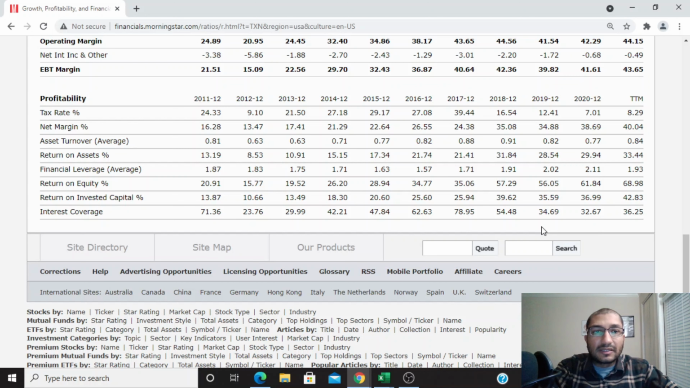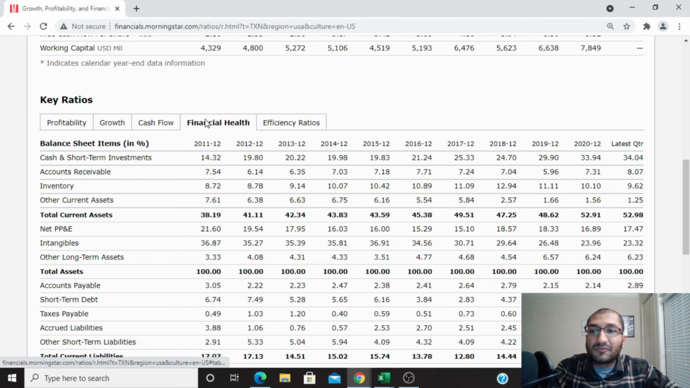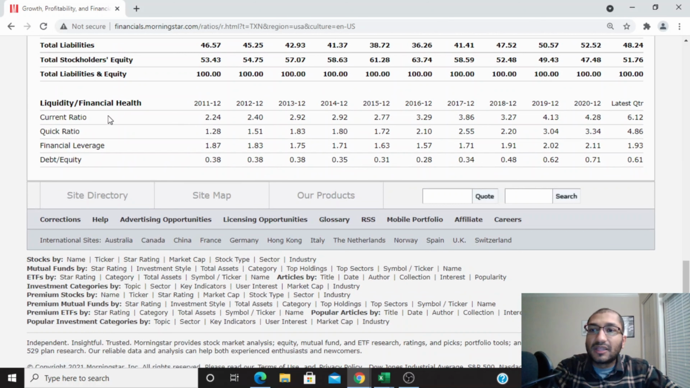Now let's look at the financial health of the company, focusing on the liquidity ratios. The first item on the list is the current ratio. The current ratio compares the company's current assets to its current liabilities. Ideally, we want to see the company's current ratio to be greater than 1.0. It's even better if it's greater than 1.5. A current ratio greater than 1.0 tells us that the company has enough current assets to fulfill its current liabilities. Back in 2011, the company's current ratio was about 2.24, and for the latest quarter, it's at 6.12.